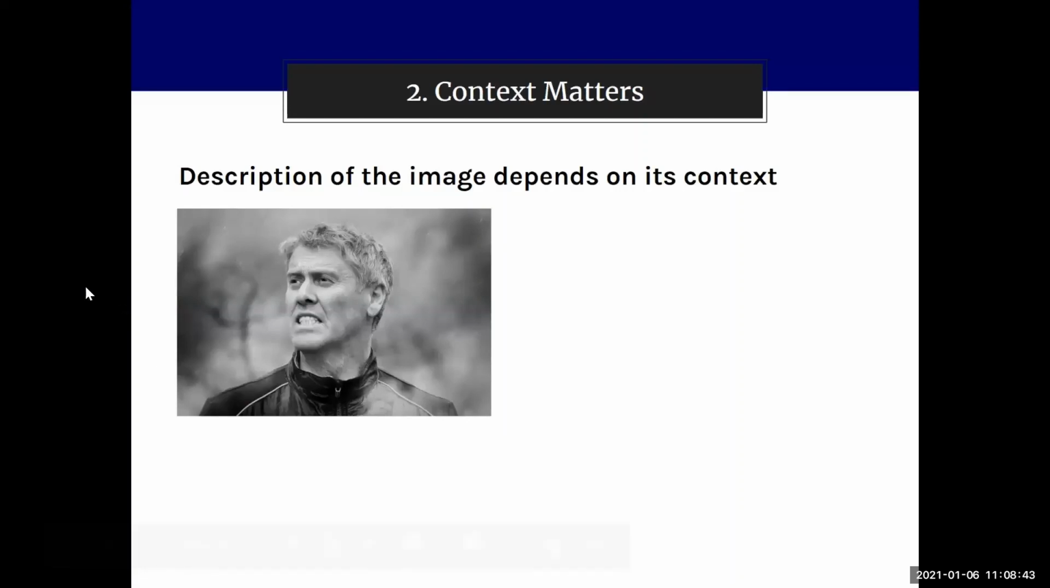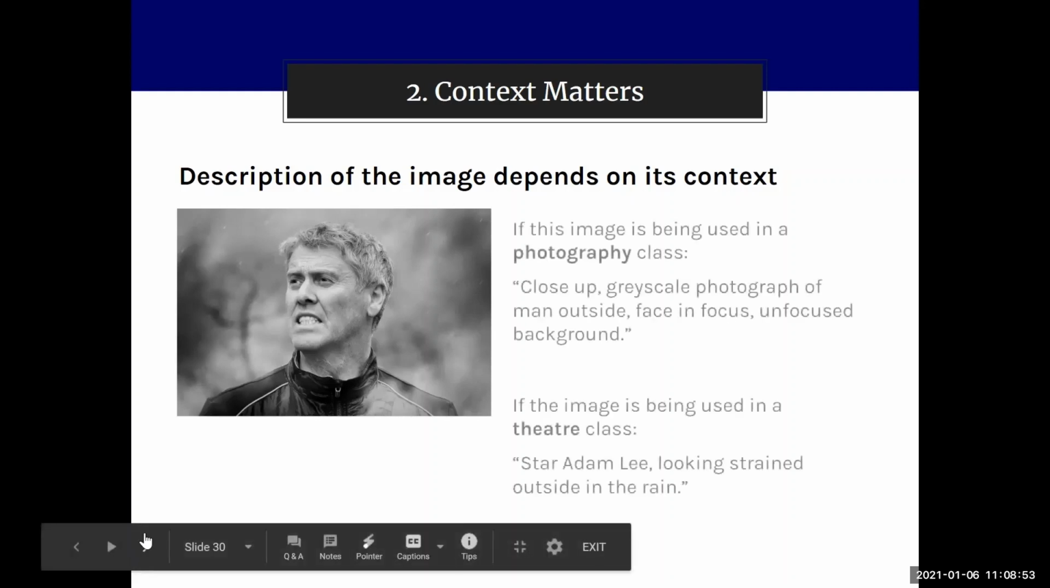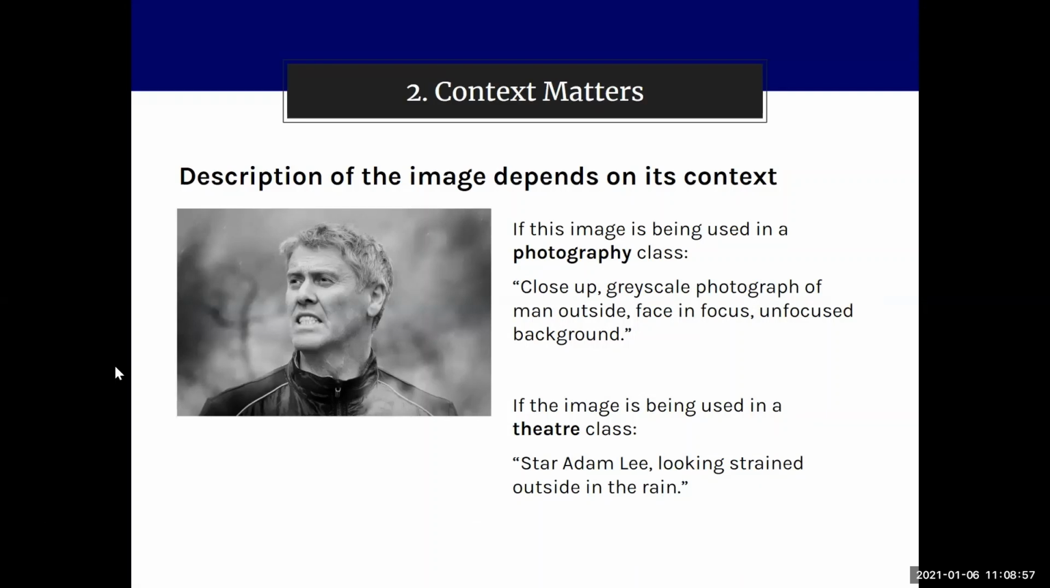Here we ask you to provide a description of the image. Again, the description depends on its context. If this were a photography course, you would say: close-up grayscale photograph of man outside, face in focus, and unfocused background. If you were using this image in a theater class, you would say this is the star or actor, Adam Lee, looking strained outside in the rain.